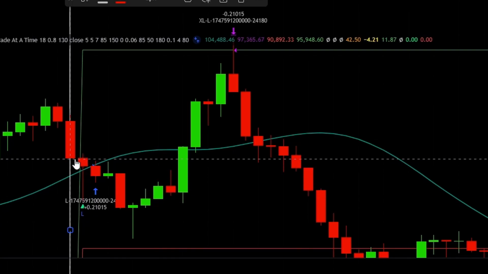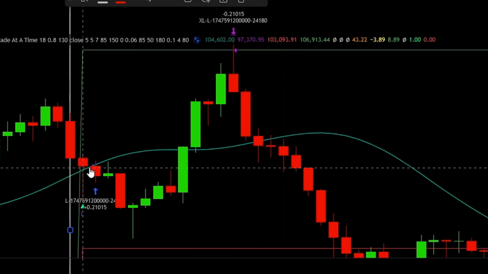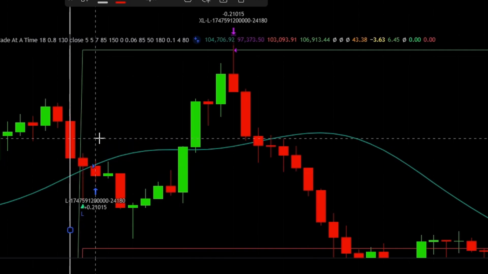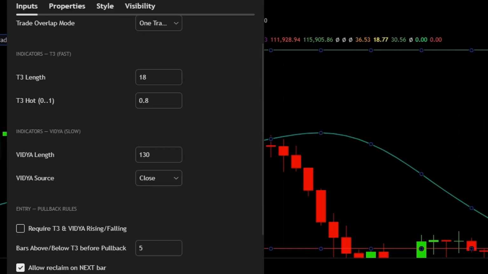Or the other valid long entry, if this candle closes below the T3, but on the next candle it closes back above the T3, then that's a valid entry too. But remember, that's only because we tick this option, which is allow reclaim on next bar. If this option is unticked, then only the first pullback version that I mentioned is valid.